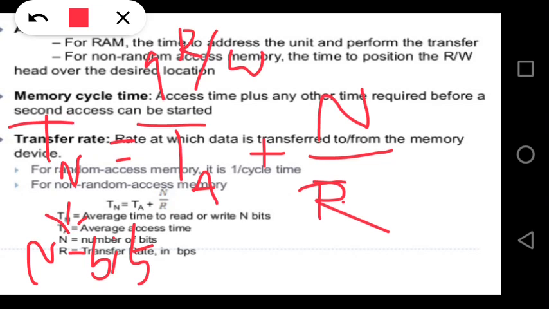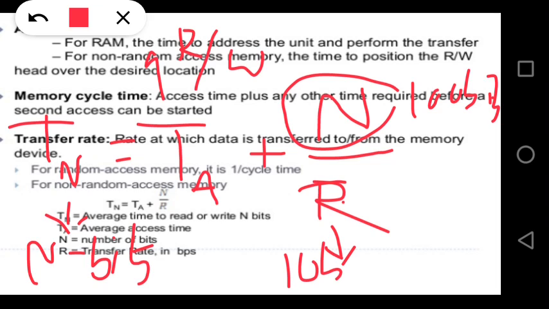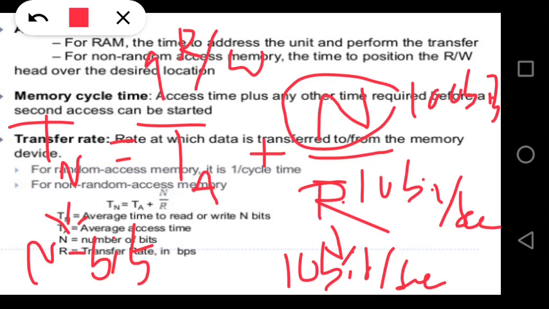The data transfer rate is measured in bits per second. Let's assume I have 100 bits to transfer. How much time is required, if the device's capacity is 10 bits per second? The device can transfer only 10 bits per second. So how much time is required to transfer 100 bits? 10 seconds.